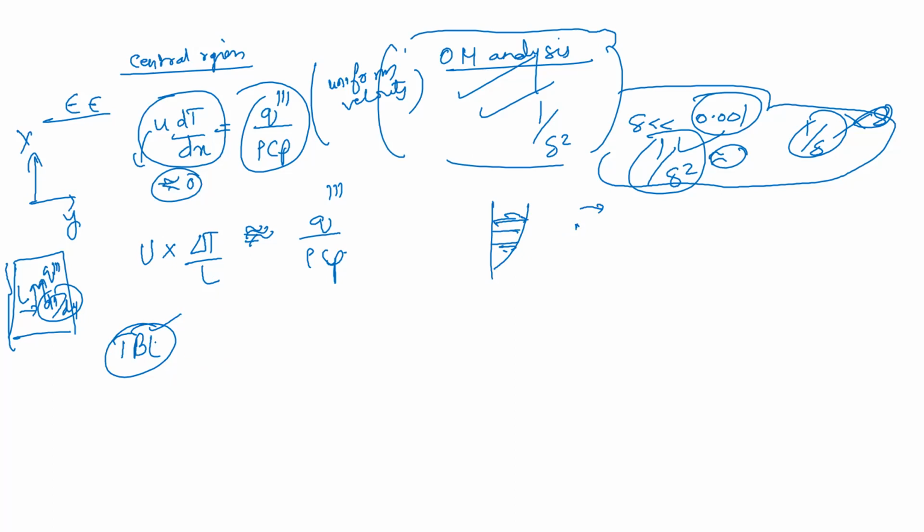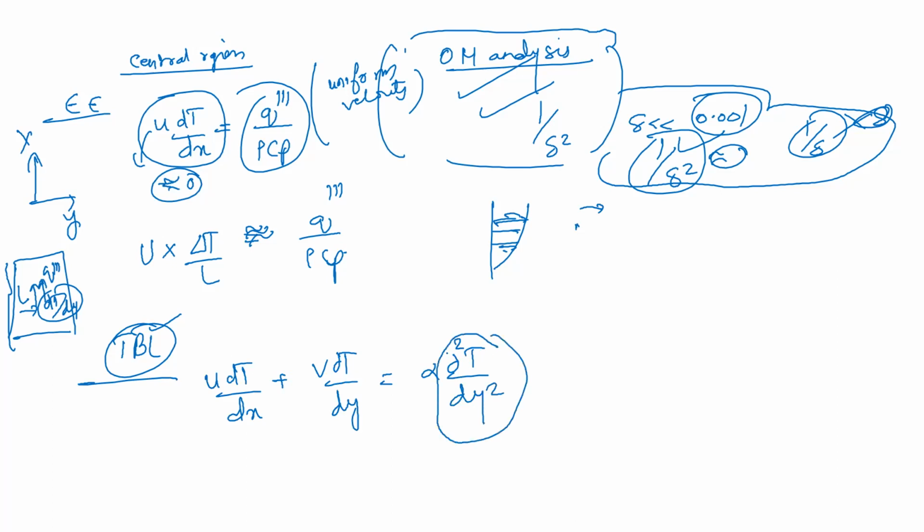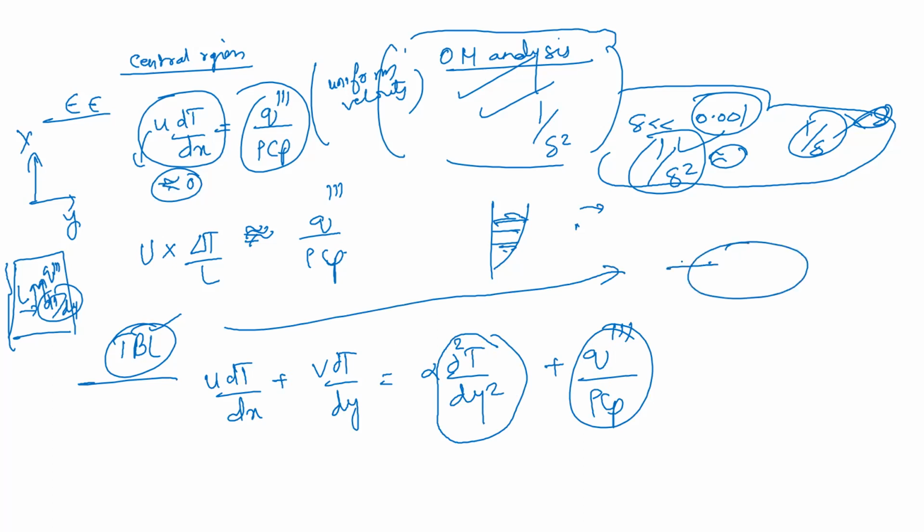So if we go to that, we can modify the same equation: u dou t by dou x plus v dou t by dou y equals alpha d square t by dy square, which is significant. That doesn't mean that dou square t by dou x square doesn't exist, but it's very small. Similarly, there is volume heat generation, Q by rho Cp. You have to think like this: whatever energy comes in must equal energy out. If energy is generated, that is this factor. Here also it's the same.